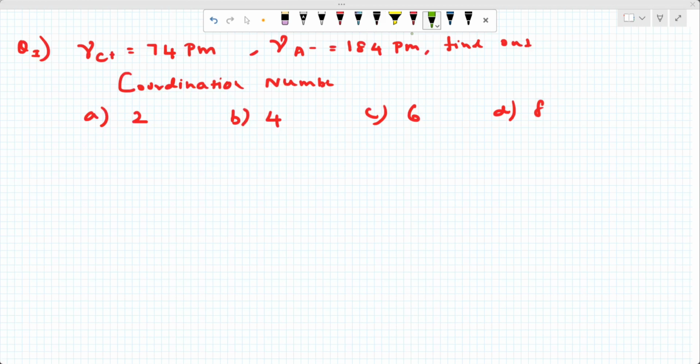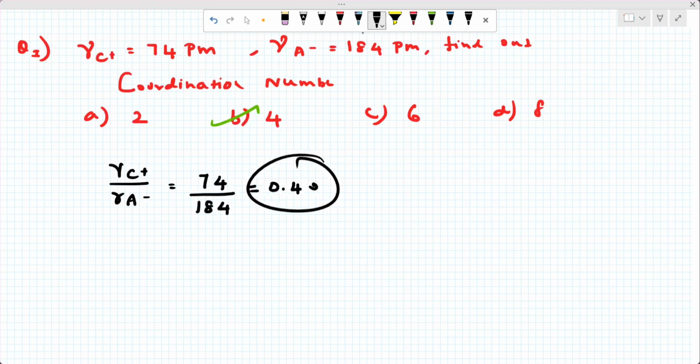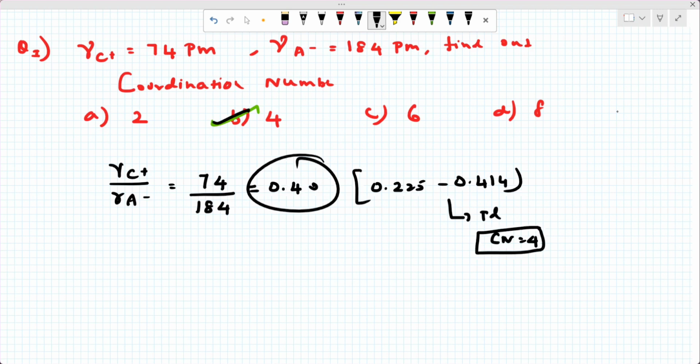How? Simple. Radius of cation by radius of anion. Cation value 74, anion value 184. Now what is the answer? Around 0.40. This value lies below 0.414, so this is tetrahedral. Therefore, the coordination number is equal to 4. Simple. Option B is correct.